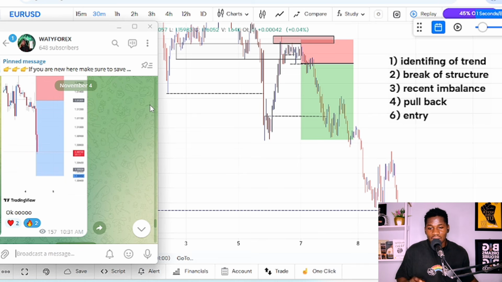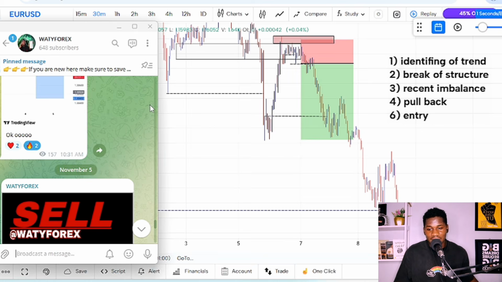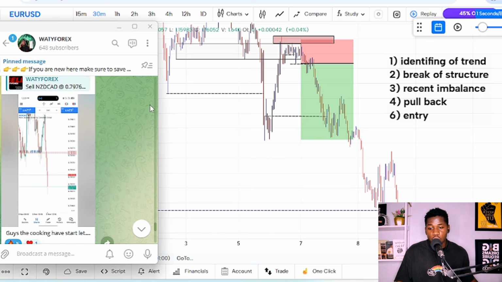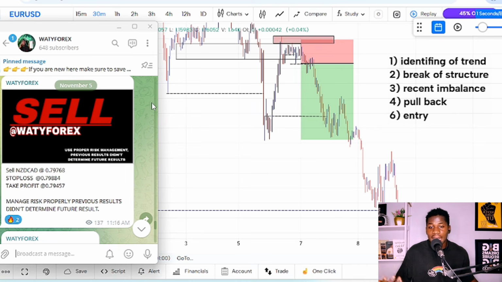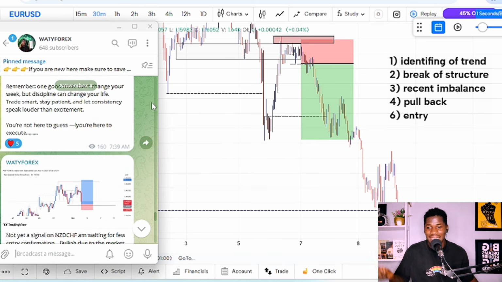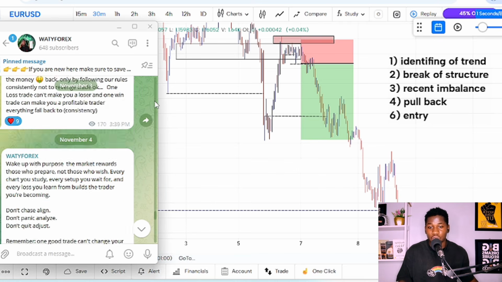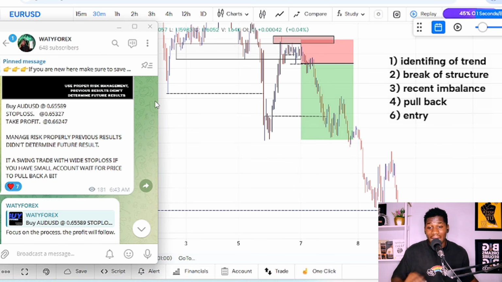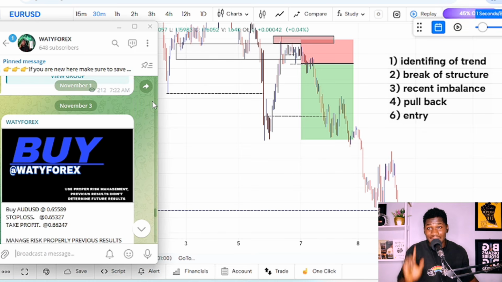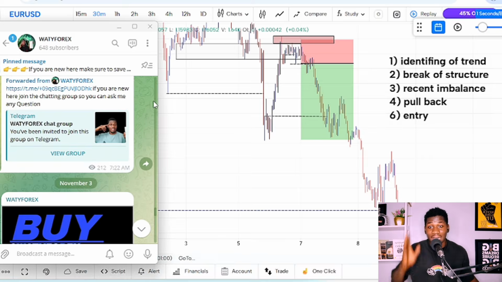Now you can see most of the signals here are moving toward take profit. Yes, I do take losses, but the losses are small. Just like my last month's result, which I shared in the Telegram group: I had no single trade that hit my stop loss, only one trade that closed in a small loss for the whole month.